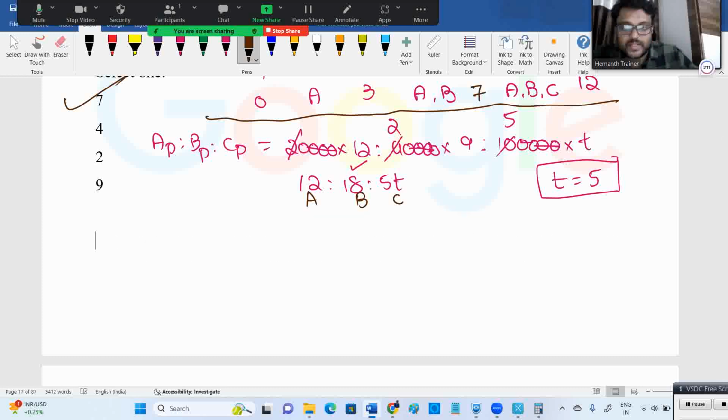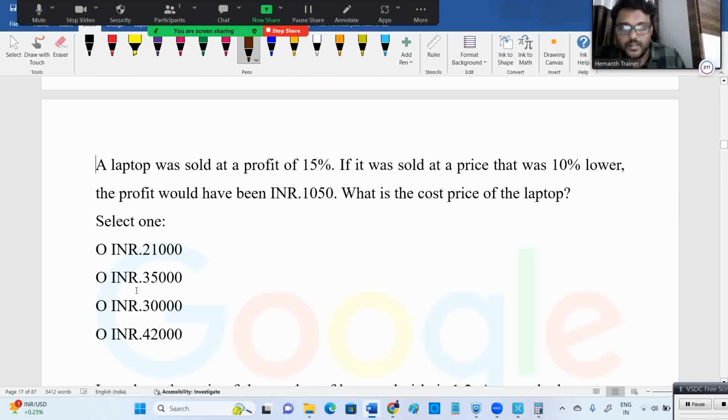And this is profit and loss related stuff. A laptop was sold at a profit of 15%. If it was sold at 10% lower, the profit will be 1050. So for 10% less amount, what is the cost price of the laptop? A laptop was sold at a profit of 15%. If it was sold at a 10% lower value, then the profit will be 1050. Now the question is, what is the cost price of the laptop?